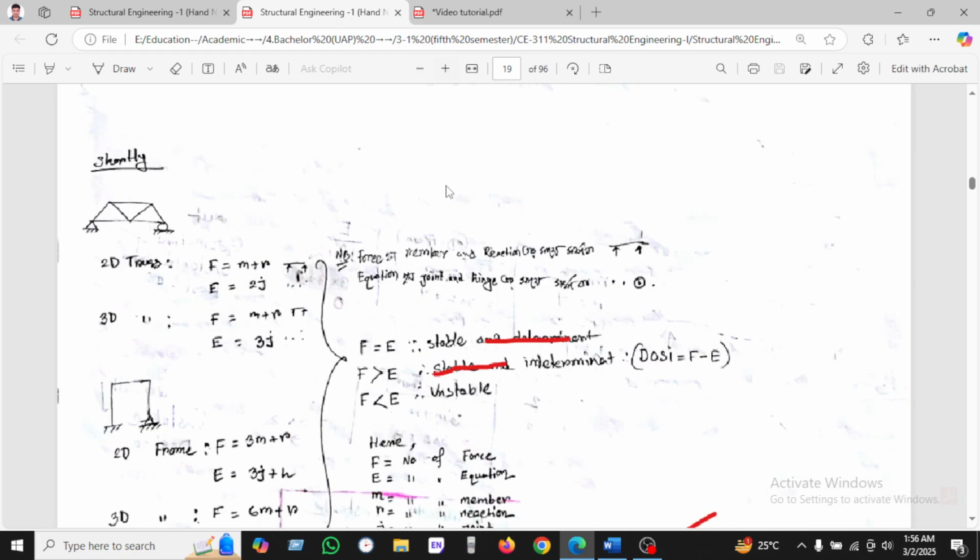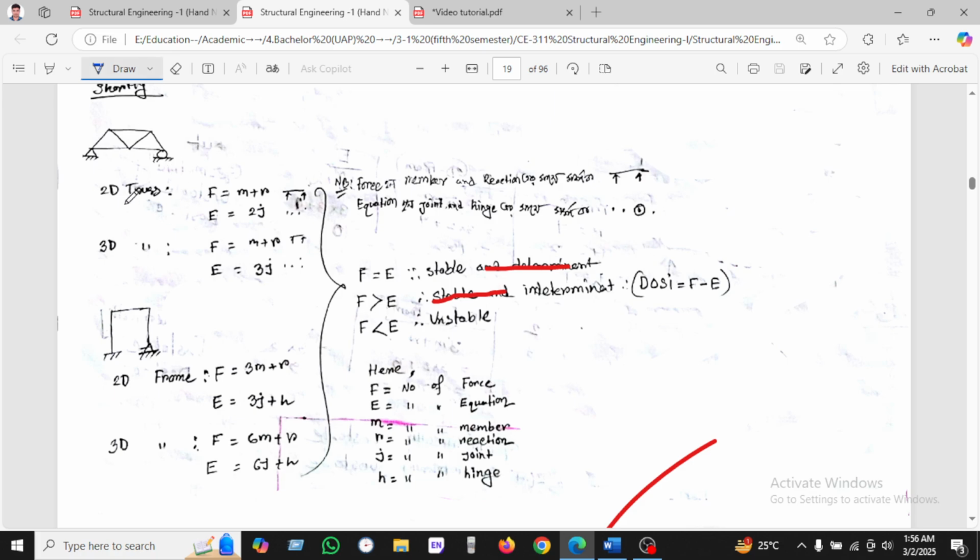So if we look at the 2D truss, we know the number of forces is given as m plus r. M means the number of members. How many members? 1, 2, 3, 4, 5, 6, 7. This is member 6. And R is the reaction. How many reactions? We know 1, and this is the 2. So this will be 3, and this will be 1, 2, 3, 4, 5, 6, 7. Okay, this is the 7. This is the force.